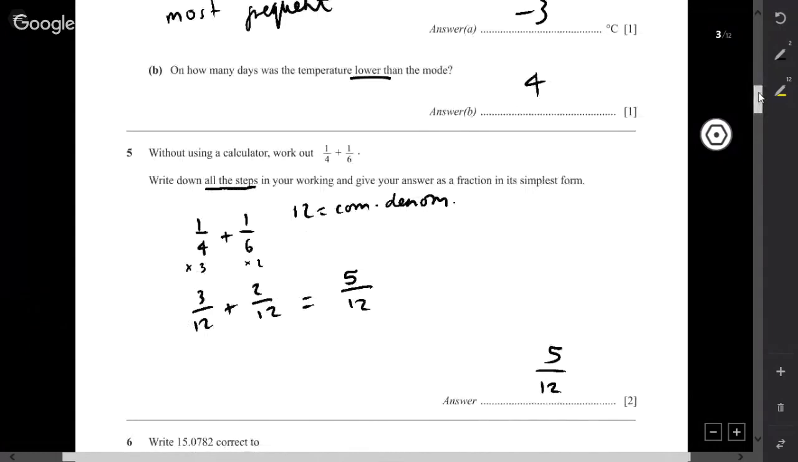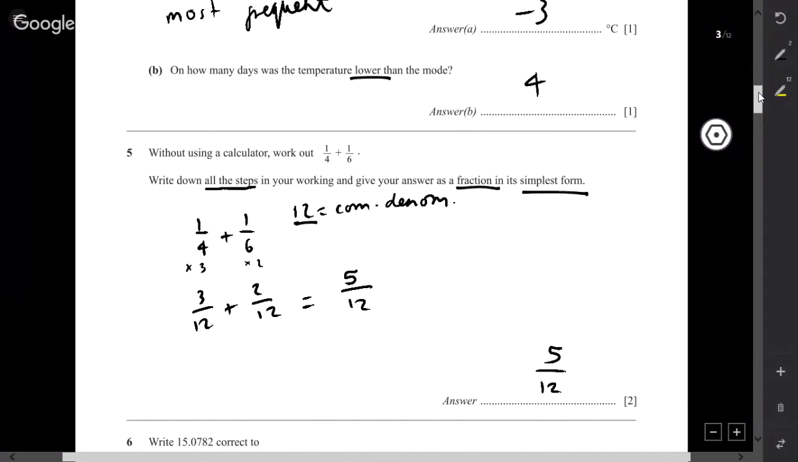Okay. So without using a calculator, work out a quarter plus a sixth. Write down all the steps in your working. Okay, and leave it as a fraction in its simplest form. So we need to find the common denominator. Here, 4 and 6 both go into 12. That's the smallest one. So to get 4 to 12, we times by 3. So we also times the top number by 3. Becomes 3 over 12.